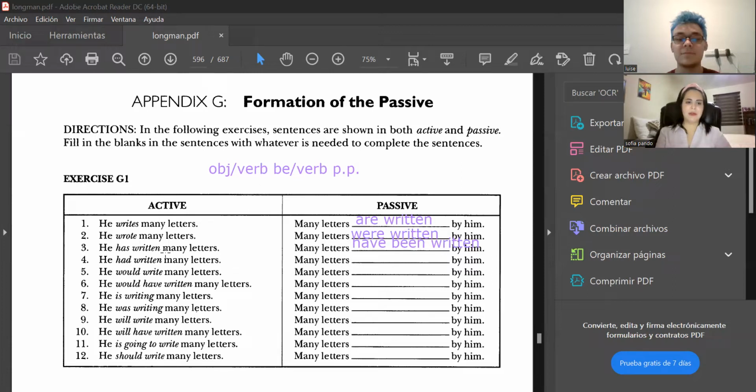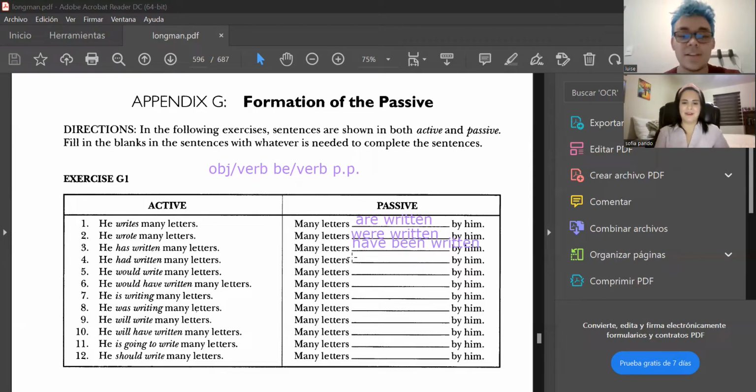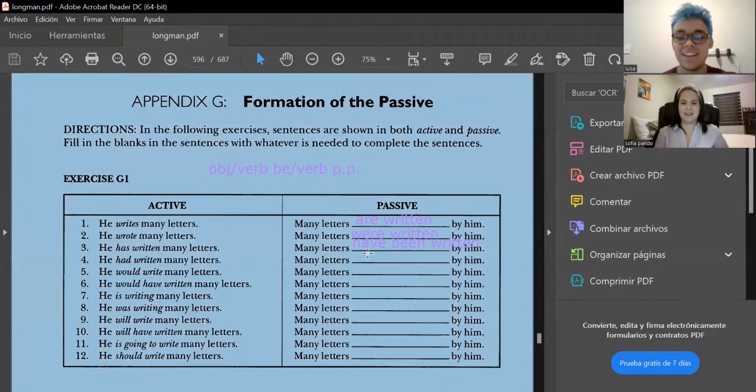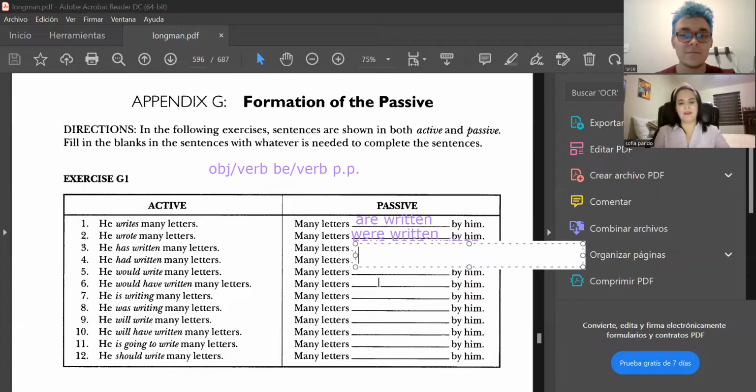Okay? We continue with number 4. Can you please read it? Yes, many letters have been written by him. Ay, bárbaro. So you already had it, okay? Well done there. Let me just put it here again on the text. And yeah, very simple. We just simply change the have for the had. Okay. And that's it. Okie dokie. So there we have it. The most difficult ones we have already seen.